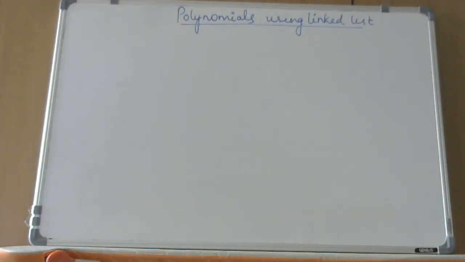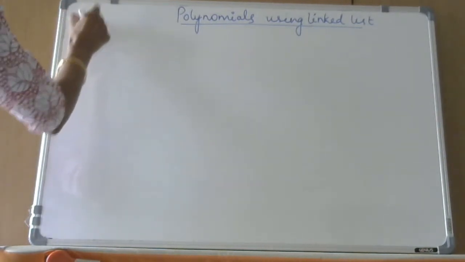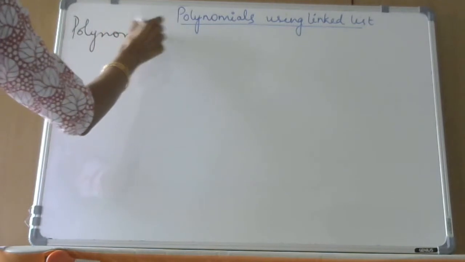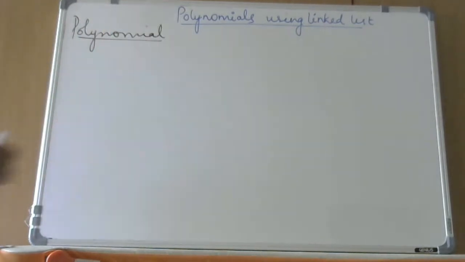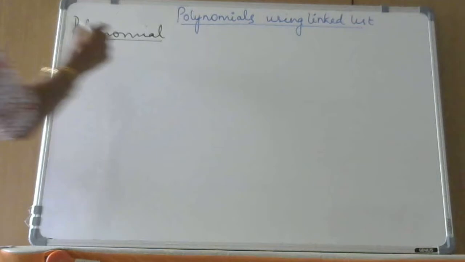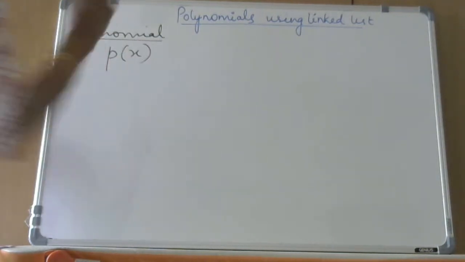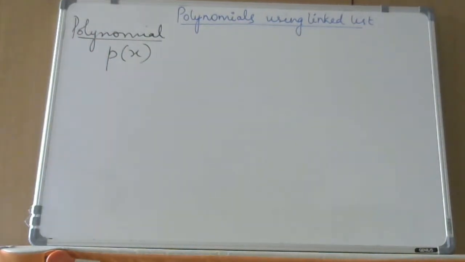Now, first of all, let us see what a polynomial is. In school days, I think all of us would have learnt something about polynomials in mathematics, is it not? A polynomial, let us call it p of x, is an expression in variable x.